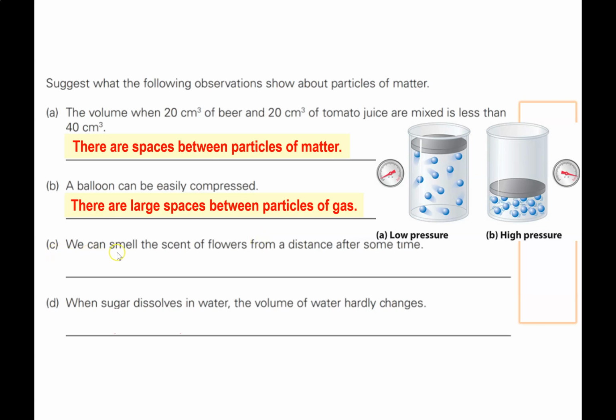C. We can smell the scent of flowers from a distance. Why? The particles of matter can move freely or randomly.